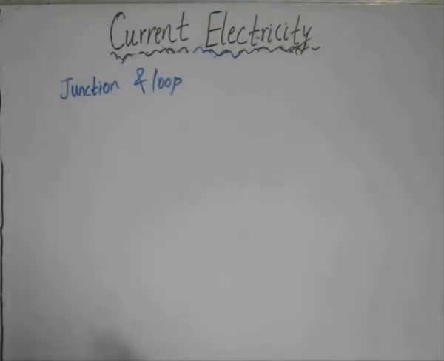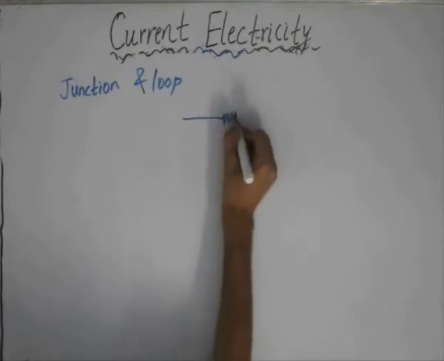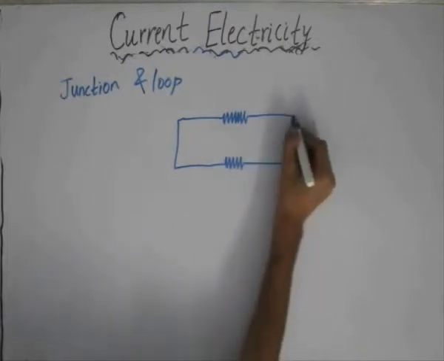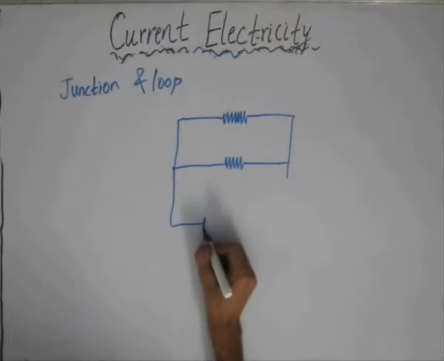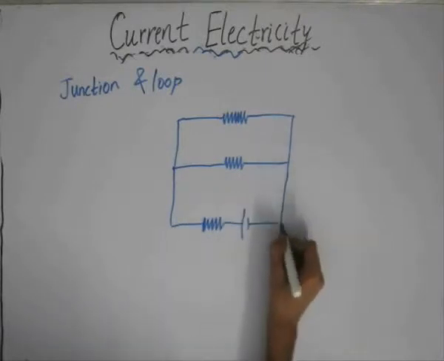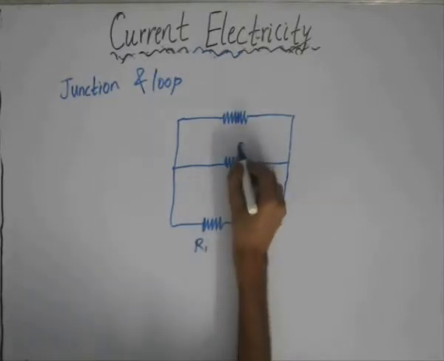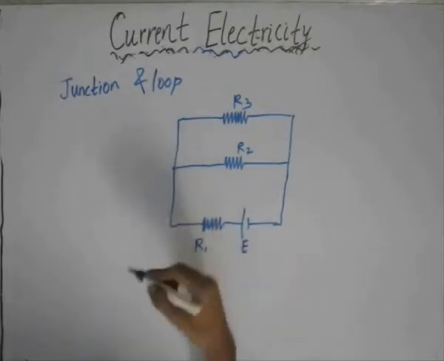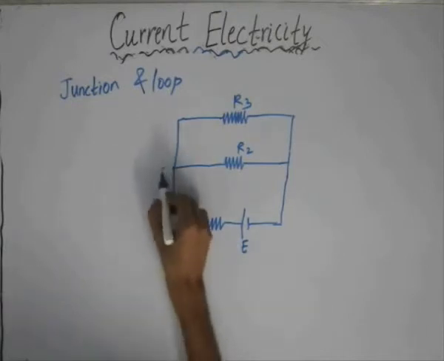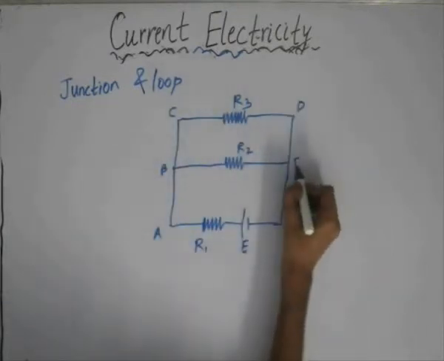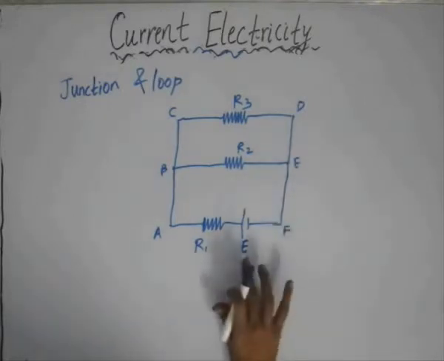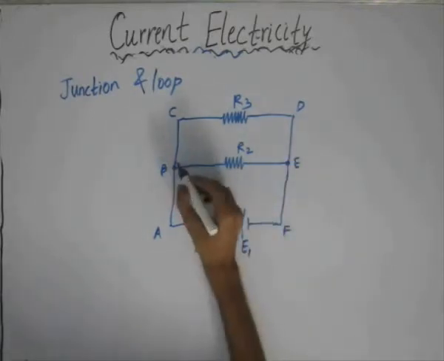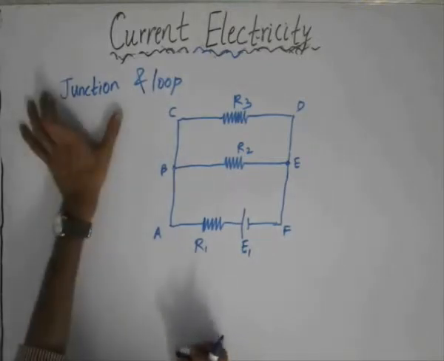Now suppose that I consider an arbitrary circuit containing resistors, suppose R1, R2, R3, and then an EMF, suppose it is equal to E. I name the nodes as A, B, C, D, E, F. Now we'll start with what is a junction.